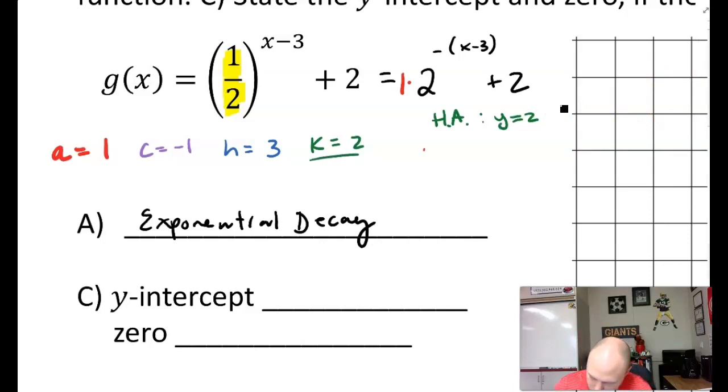Next, our pseudo-origin. If I can spell pseudo, pseudo-origin is h comma k. So in this case, it's 3 comma 2. So that's our pseudo-origin, and we'll graph our key points from there.